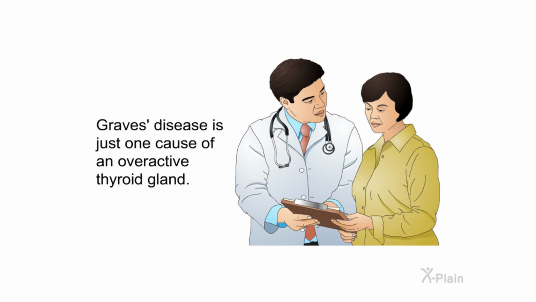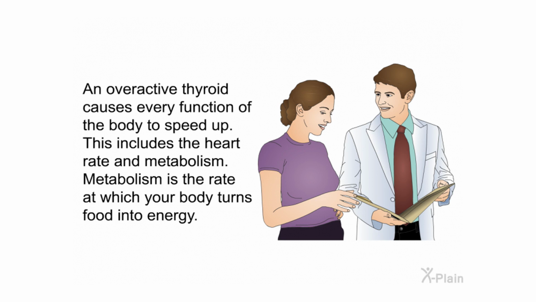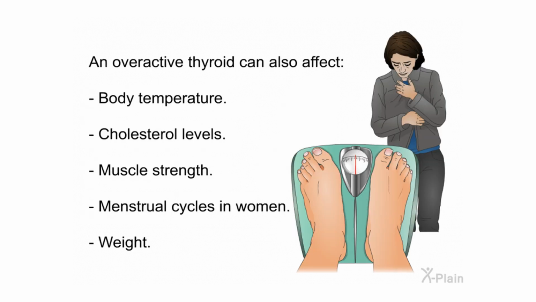Graves' disease is just one cause of an overactive thyroid gland. An overactive thyroid causes every function of the body to speed up. This includes the heart rate and metabolism. Metabolism is the rate at which your body turns food into energy. An overactive thyroid can also affect body temperature, cholesterol levels, muscle strength, menstrual cycles in women, and weight.